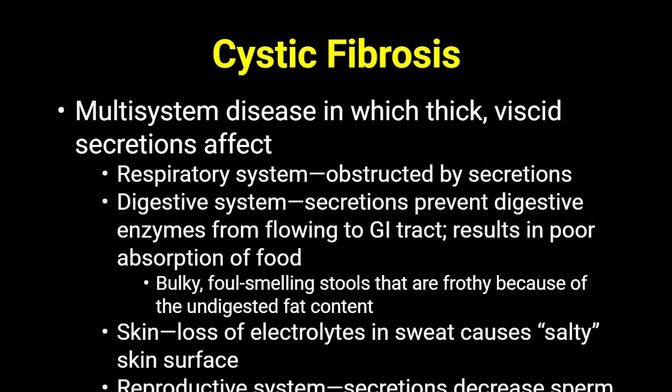Cystic fibrosis is a multisystem disease caused by a defective CFTR gene. It affects multiple systems. Respiratory: thick, viscid secretions obstruct airways, leading to chronic infections, bronchiectasis, and eventually respiratory failure.